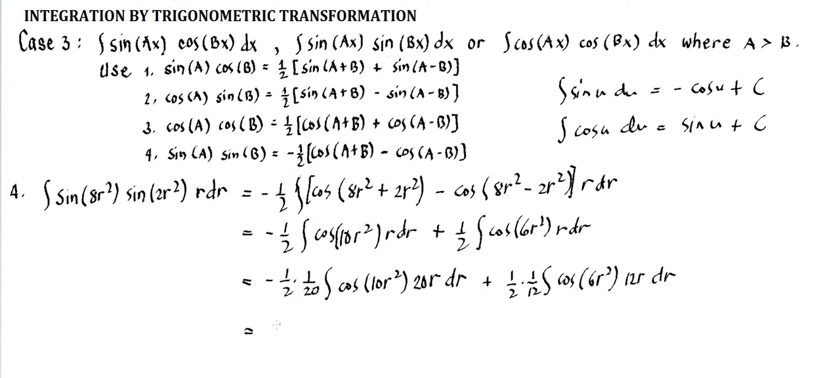So, para sa ating sagot, magkakaroon tayo ng negative 1 over 40. Ano? So, integral of cosine u du equals siya sa sine u. At yung u natin dito ay 10r squared. And then plus, no? 1 over 24. So, integral of cosine of u du equals sa sine of u. And then, plus c. Ang u naman natin dito ay 6r squared. So, sine of 6r squared. And then, plus c. And this is now our answer.